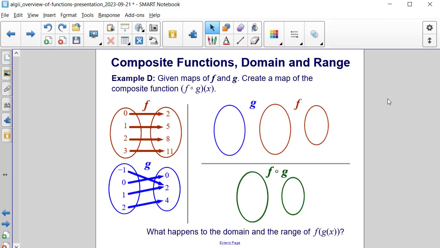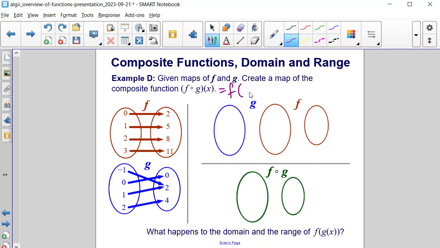Now let's discuss composite functions and how to find the domain and range of these types of functions. Here's an example. We are given the maps of f and g, and we are going to create a map of the composite function f of g of x. That can also be written as f, and then open a parenthesis, and then write g of x inside the parentheses for f of x, and it's still read f of g of x. Since g of x is on the inside of f of x, we have to start with the domain values of g. So let's fill those in the first bubble. We have -1, 0, 1, and 2.